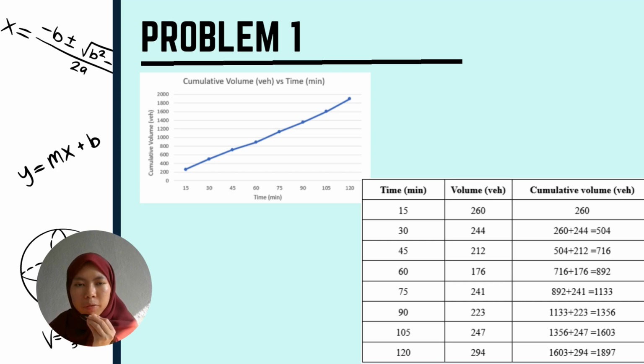From the data of time and volume, we can get the cumulative volume data column, where the volume for the first 15 minutes remains the same, which is 260, and for the next 15 minutes, we need to add the two volume values. For example, 260 plus 244, and then we got 504.